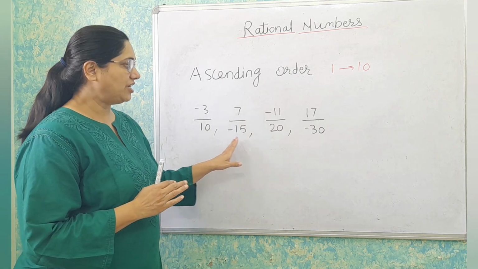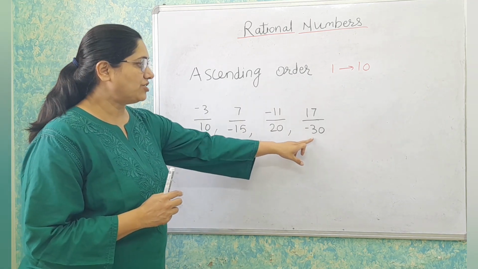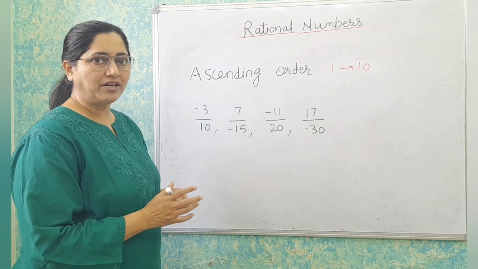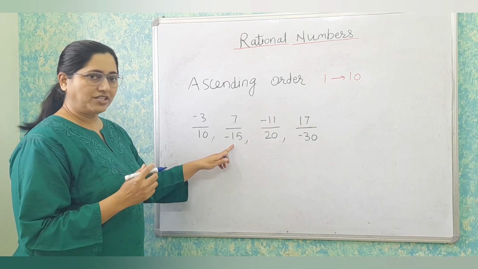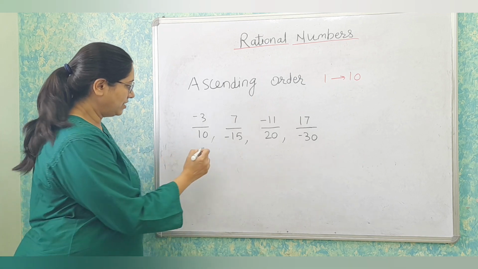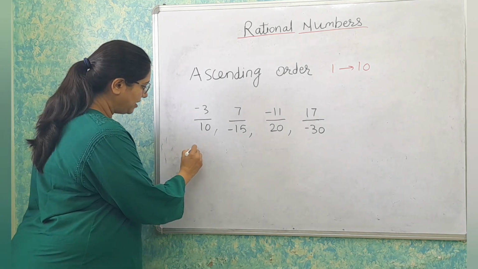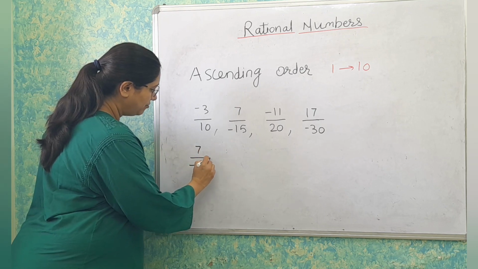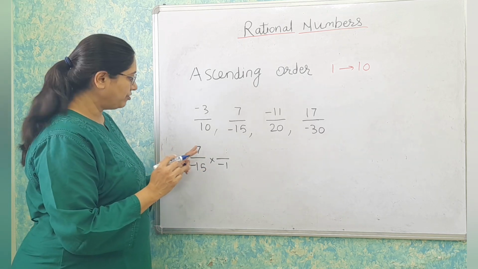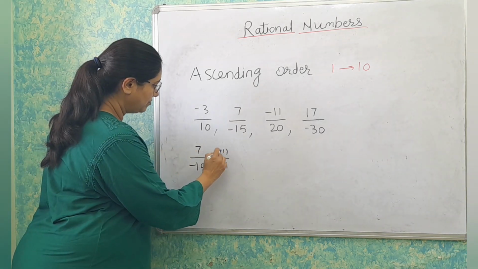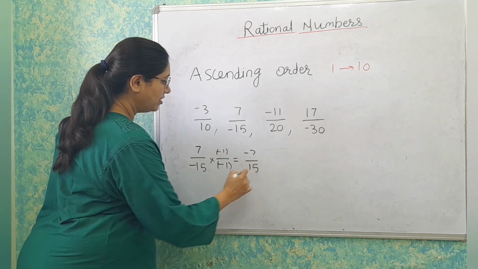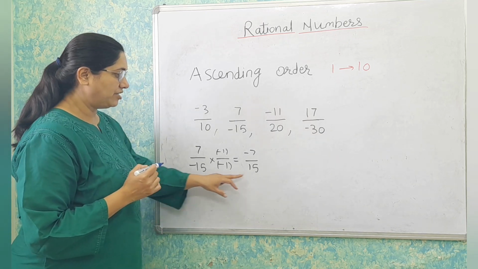So first we will change the denominators of these two rational numbers, because these two rational numbers have a negative denominator and I have to make it positive. And whenever you have to change the sign of the denominator, you have to multiply the rational number with minus 1. So first I will multiply 7 upon minus 15 with minus 1. But you cannot multiply just the denominator, you have to multiply the numerator also. And the answer would be minus 7 upon 15, because multiplication of two negative integers is positive.